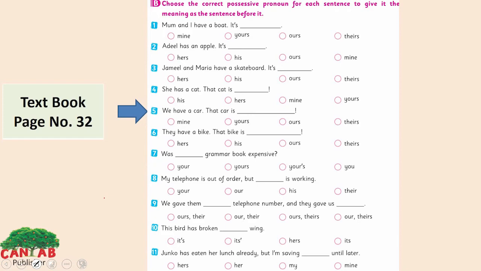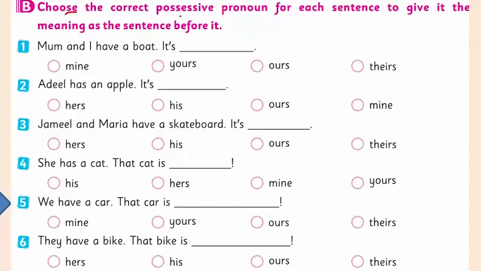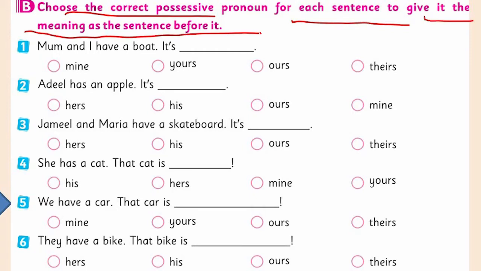Now look at the exercise on page number 32. Choose the correct possessive pronoun for each sentence to give it the same meaning as the sentence before. Before starting the exercise, dear students, please keep in mind that the possessive pronoun depends upon the situation. You have to choose very carefully. You might get confused sometimes, but I think it's very easy for you because we have discussed these concepts of pronouns and possessive pronouns in our previous lesson too. In our previous class, we also discussed singular and plural possessive nouns very thoroughly.